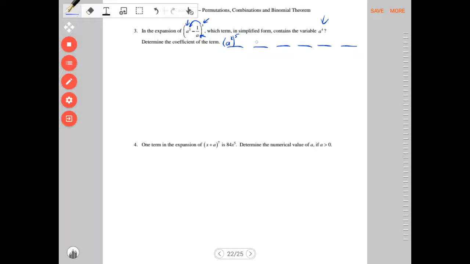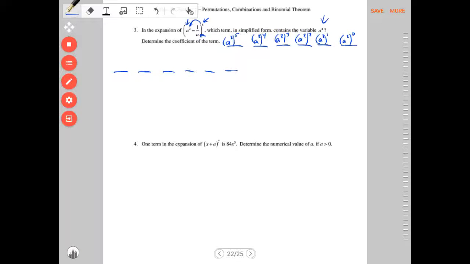The next one, remember the exponents go down one at a time. So that's going to be a squared to the 4th, a squared cubed, a squared squared, a squared to the 1, and then a squared to the 0. Okay, so I'm just going to write that out again. 1, 2, 3, 4, 5, 6.